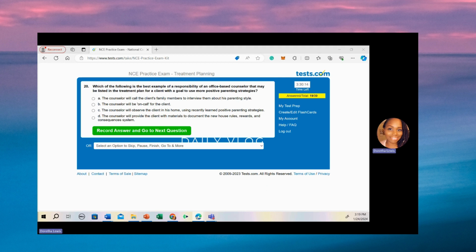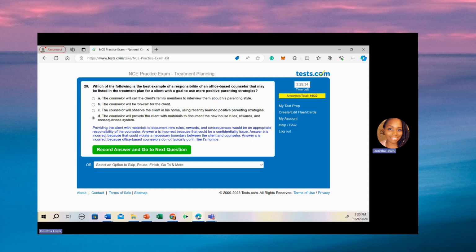Which of the following is the best example of a responsibility of an office-based counselor that may be listed in the treatment plan for a client with a goal to use more positive parenting strategies? A, the counselor will call the client's family members to interview them about his parenting style. B, the counselor will be on call for the client. C, the counselor will observe the client in his home using recently learned positive parenting strategies. D, the counselor will provide the client with materials to document the new house rules, rewards, and consequences system. It's going to be D.